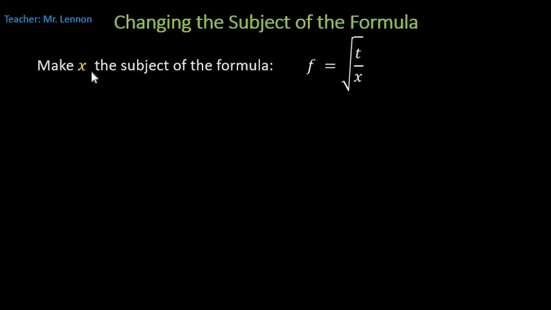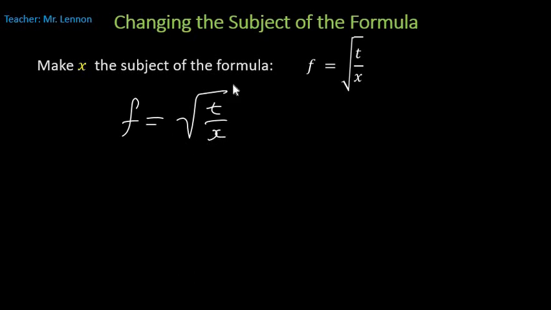Next question, make x the subject of the formula. We have f is equal to the square root of t over x. So now we have f as the subject. F is being isolated. In other words, we need to change the subject from f to x based on the direction given to us. So how do we get to x? How do we isolate x?